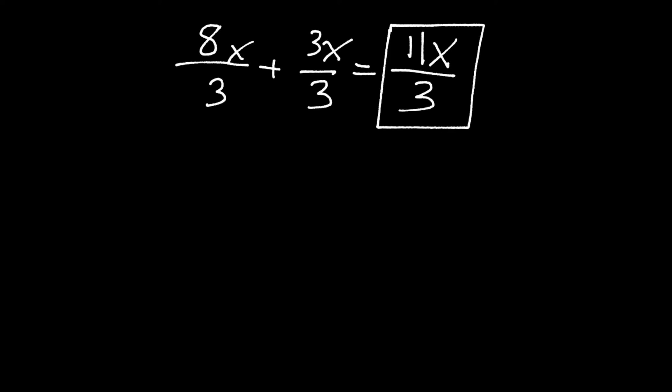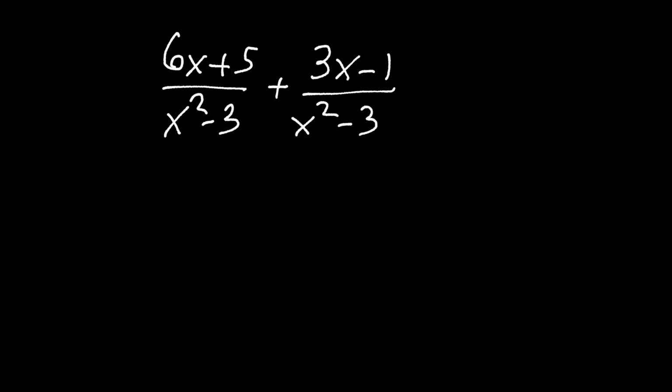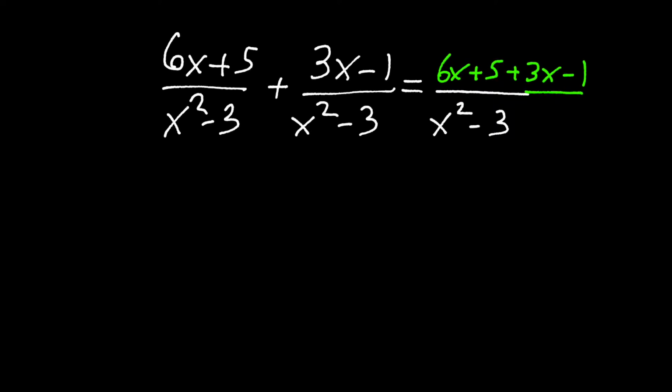So that one is pretty straightforward. Not too bad. And alright, let's do one more, just so that we can say we've done 3 examples, and then we're going to call it a day on these. Alright, we have the rational expression 6x plus 5 over x squared minus 3, and we're adding to it the rational expression 3x minus 1 over x squared minus 3. Easiest part of this is knowing what our common denominator is going to be, which is x squared minus 3. And then we are going to add the numerators just like we've done. So that's 6x plus 5 plus 3x minus 1.